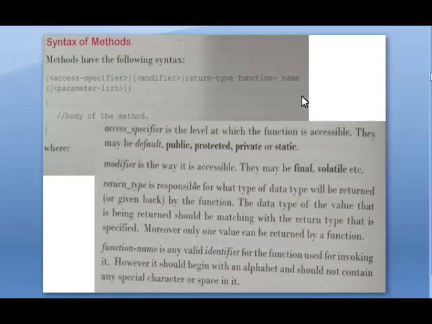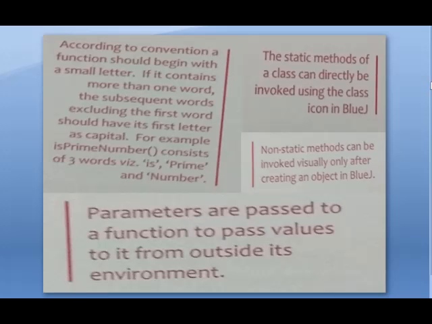The next one is the function name. The function name is any valid identifier for the function used for invoking it. However, it should begin with an alphabet and should not contain any special character or space in it. According to the convention, a function should begin with a small letter. If it contains more than one word, the subsequent words excluding the first word should have their first letter as capital. For example, isPrimeNumber, consisting of three words: is, prime and number.